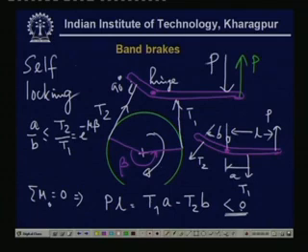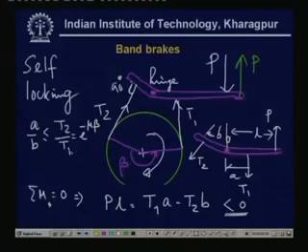Now, the complete analysis will be different if instead of clockwise rotations we had anti-clockwise rotations, then of course, we will have to make the analysis in a different way, but the procedure remains the same. We can have self locking situations in that case also, but the actual conditions will be a little different and we will have to find them out.